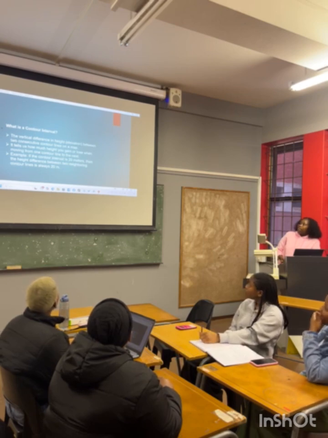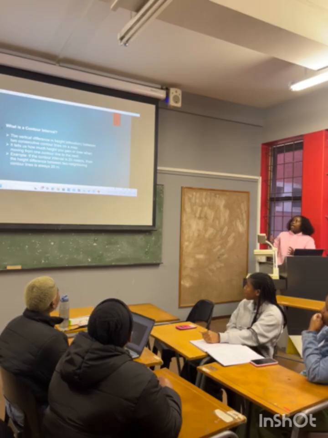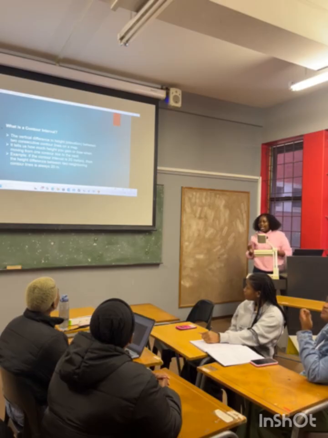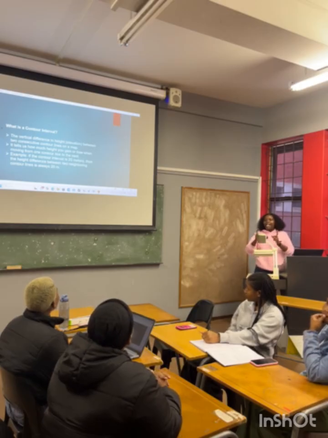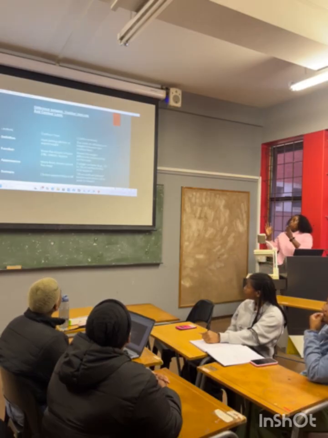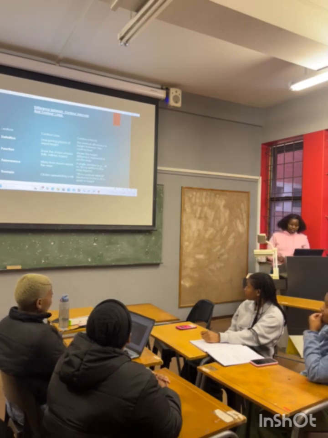Another point: it tells us how much height you gain or lose when moving from one contour line to the next. Yes, so the contour interval shows the height when you move from one contour line to another contour line. The height is called what? Contour intervals. Alright. Now we are going to look at the difference between the contour lines and the contour intervals.